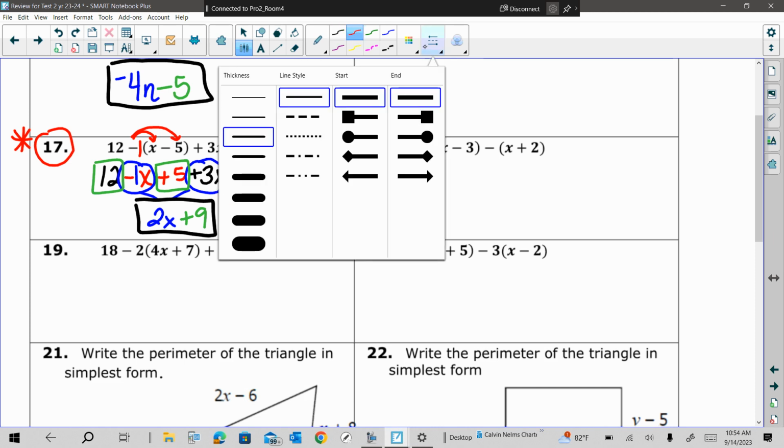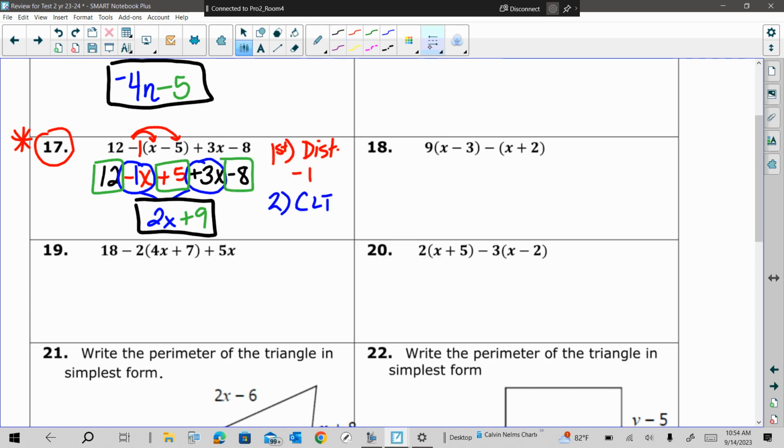On 19, what would be our first step? Yes, distribute. What's outside the parentheses? The negative 2. What is negative 2 times 4x? Yeah, negative 8x. Write that down. Negative 2 times 7. So, yeah, minus 14.